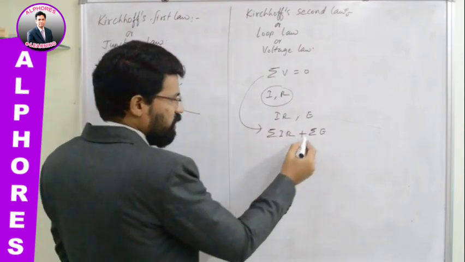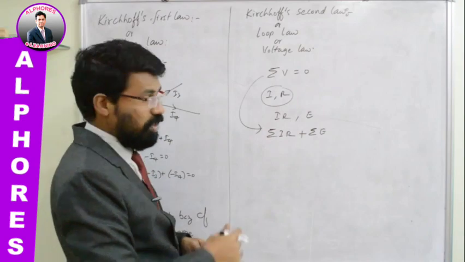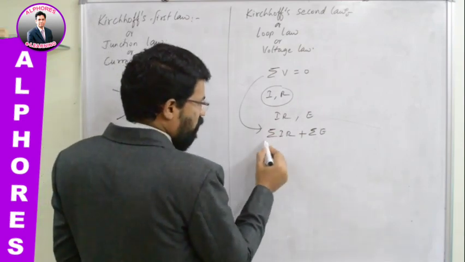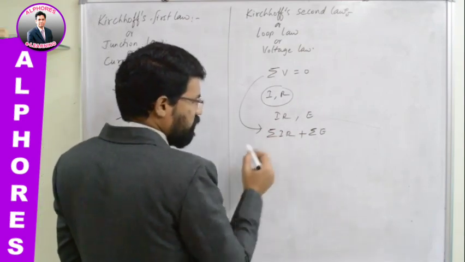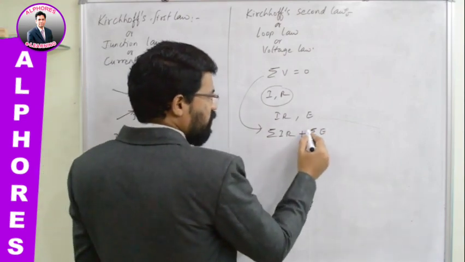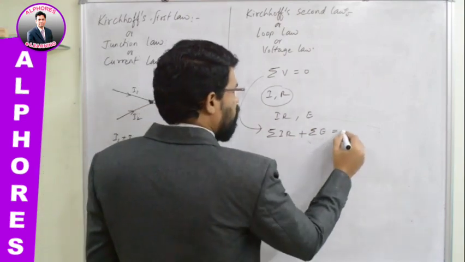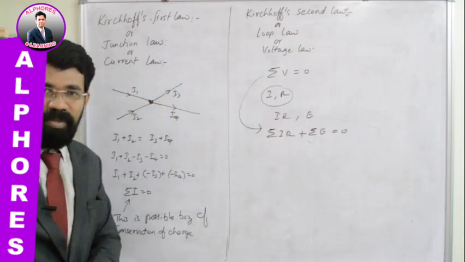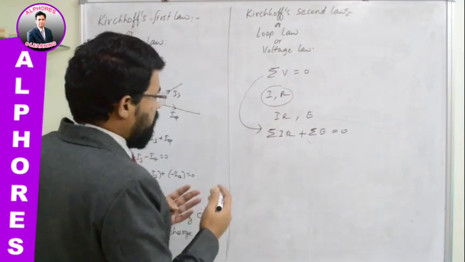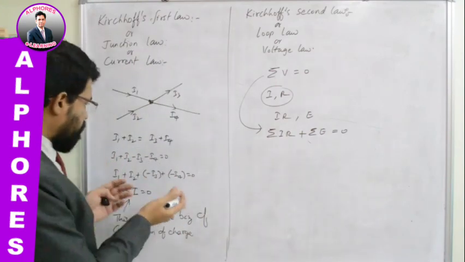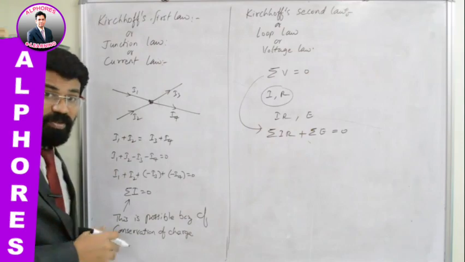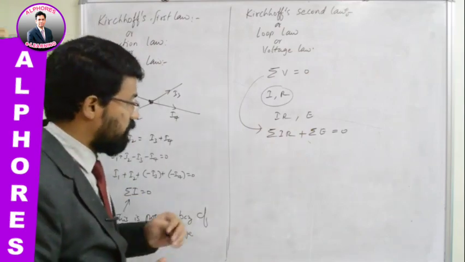So that's what I am talking about here. Even a cell is also a circuital element only. Let me tell you again: the algebraic sum of all potential drops across resistors plus the algebraic sum of all EMFs is equal to how much? 0. Here one sign convention is there, like the way we have one sign convention in the case of the junction rule, junction law. Here also one sign convention is there.